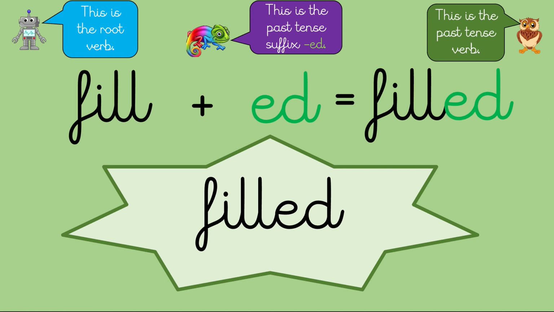Right. And this one, let's read. You read the root verb. Brilliant. It's the word fill. And what is the past tense suffix? Super job. It's ed. And let's read the past tense verb. You've changed fill into the past tense of filled. Well done. And you might notice this one's slightly different.